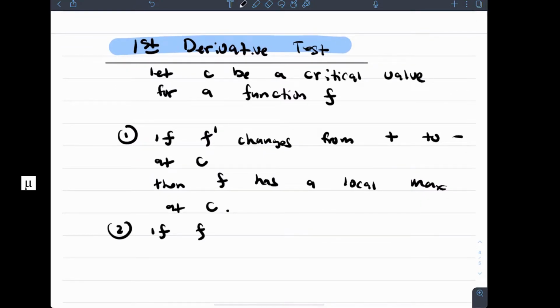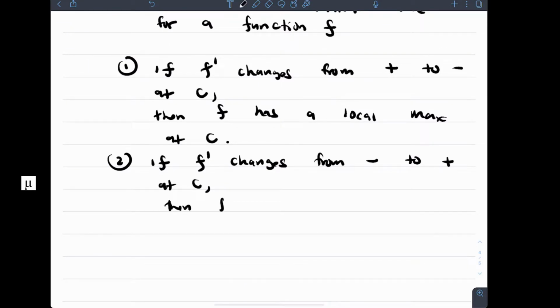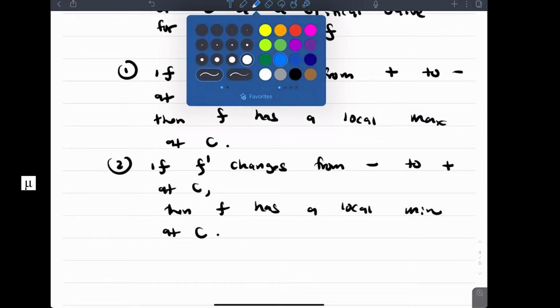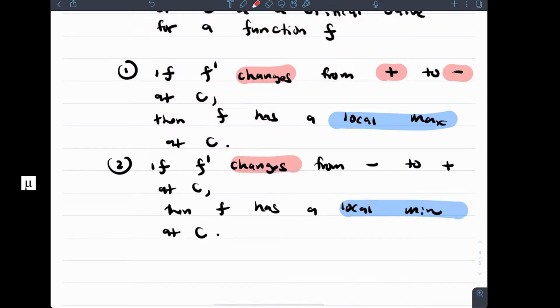Question 2, if f prime changes from negative to positive at C, then what's the story? Then f has a local min at C. So this reveals where you have a local max and where you have a local min. You say, changes how? Positive to negative, or if it changes negative to positive. That's the first derivative.